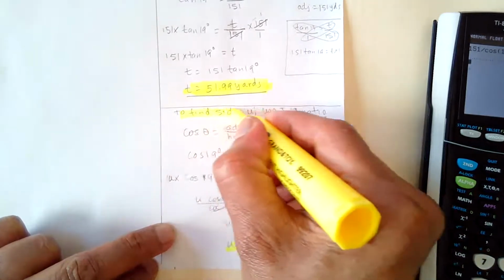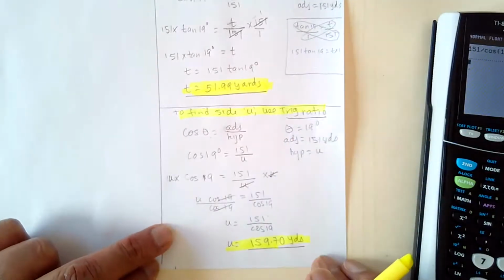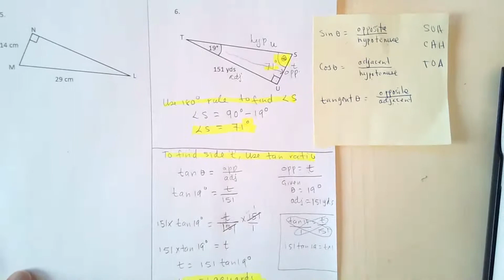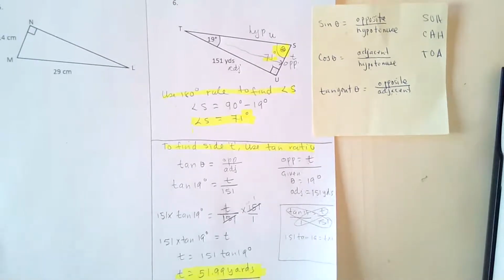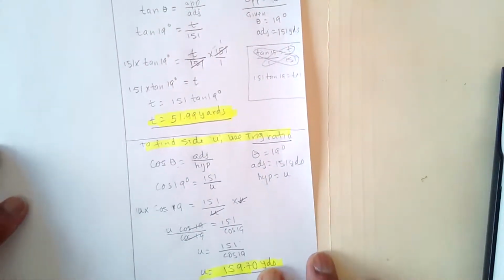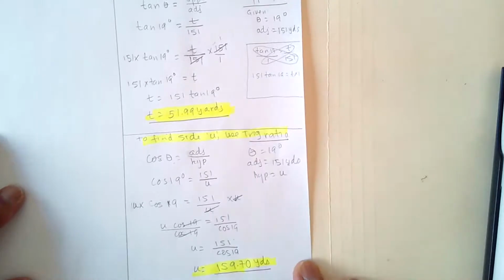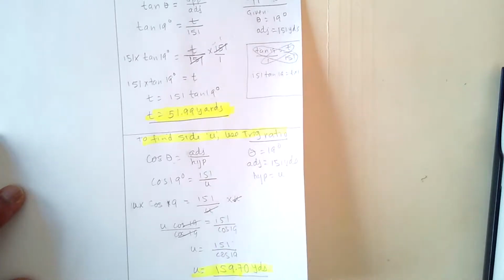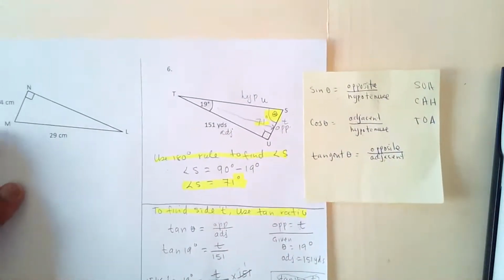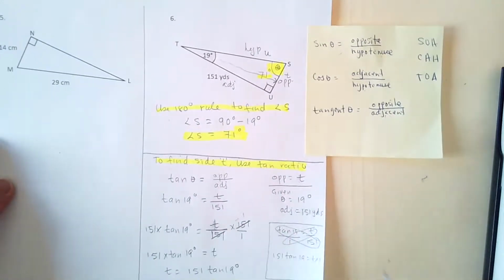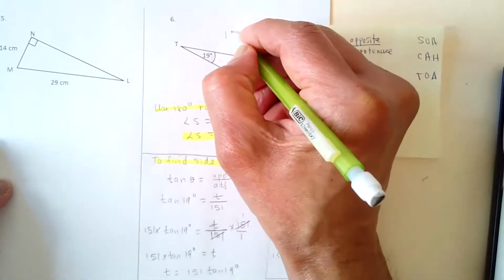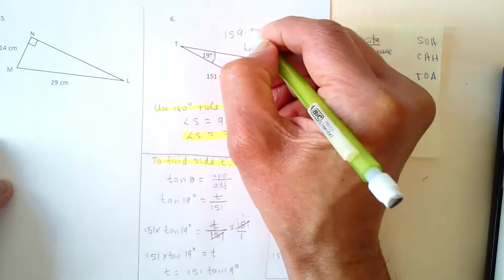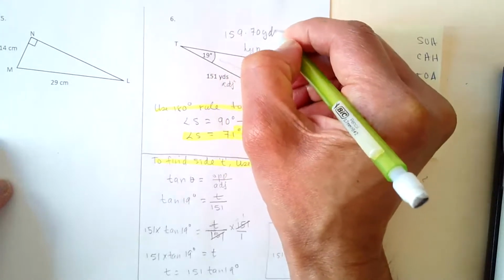So there you have it. Using the trig ratios, the rule of 180, to find our final measurement. Okay, so we'll record that on side u, 159.70 yards.